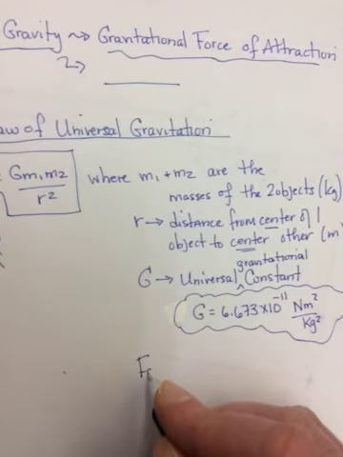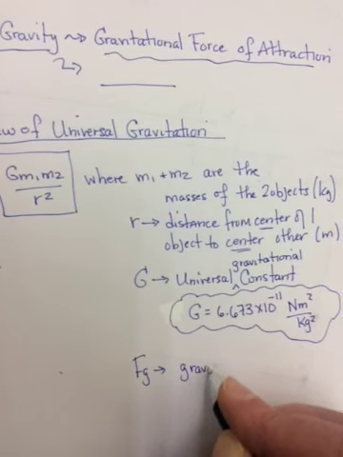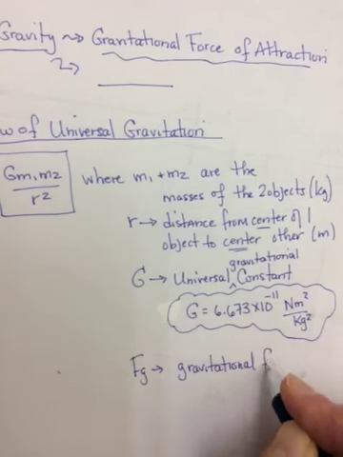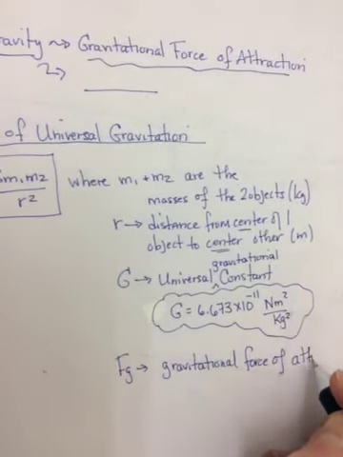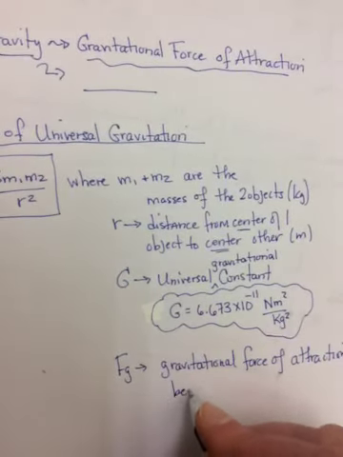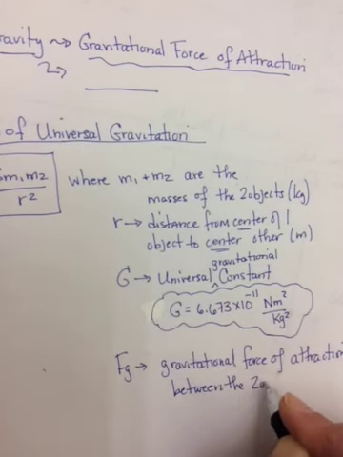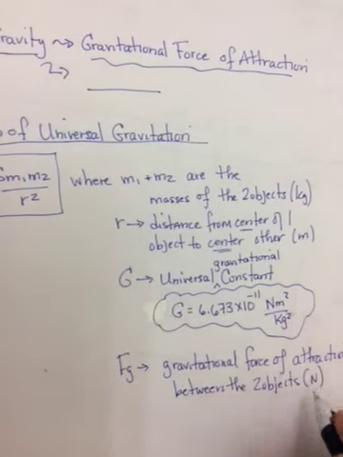And so Fg is the gravitational force of attraction between the two objects. And it's a force, so it's measured in newtons.